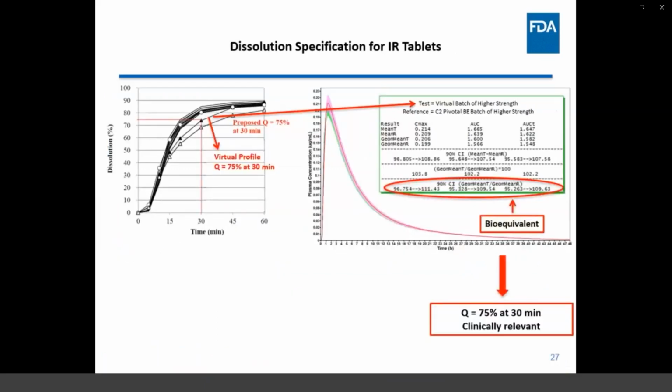And here we see the model application. The generated virtual profile with a Q equals 75 and 30 minutes was run through virtual BE and shown to be bioequivalent. Therefore, the applicant was able to support the clinical relevance of their proposed Q equals 75 and 30, which differed from the agency's recommended Q equal to 80 in 30 minutes.